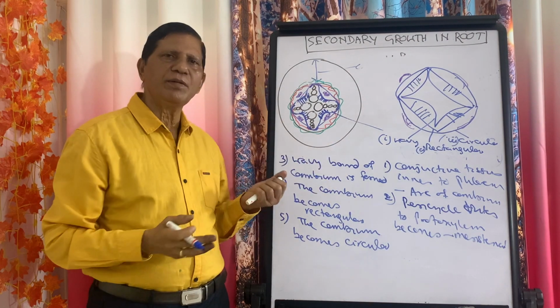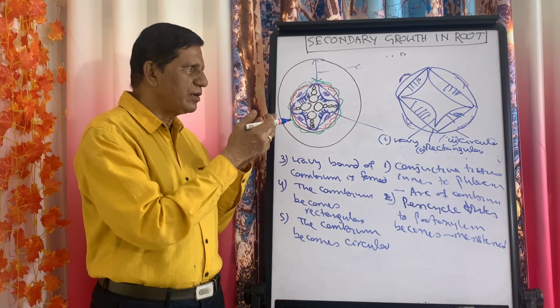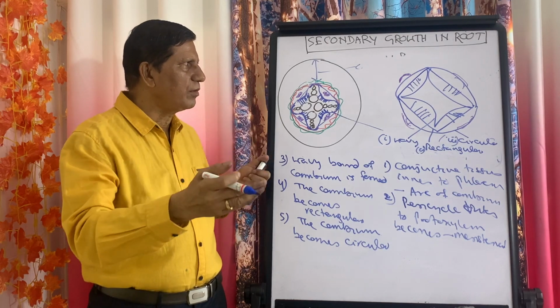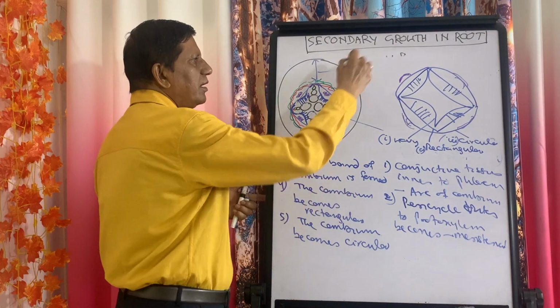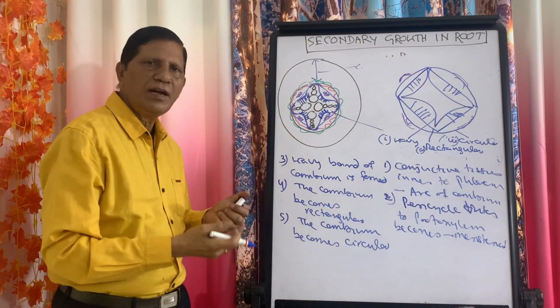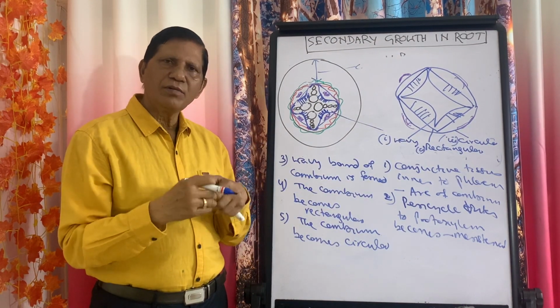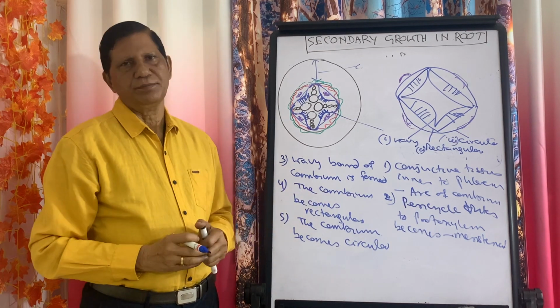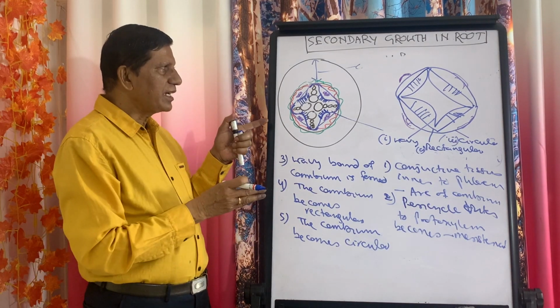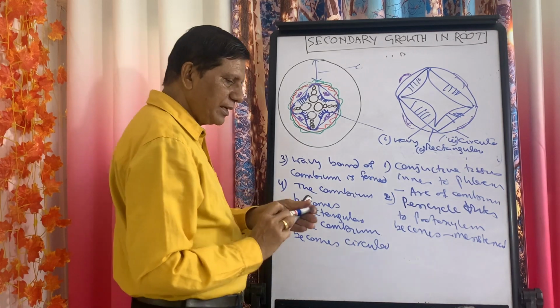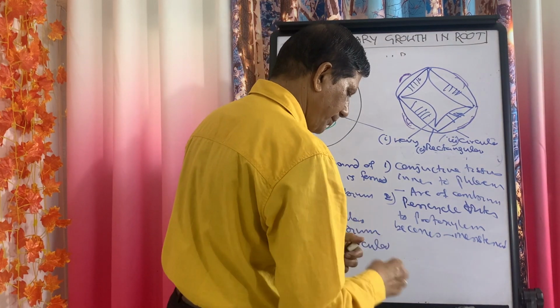Diagrammatically, you can remember very easily how it was initially wavy, then it becomes rectangular, and gradually it becomes circular. And once it becomes circular, the growth will take place uniformly. Toward the inner side, it will give rise to secondary xylem, and toward the outer side, secondary phloem. So this is how the secondary growth takes place in the stellar region. But how will the secondary growth take place in the extrastellar region?